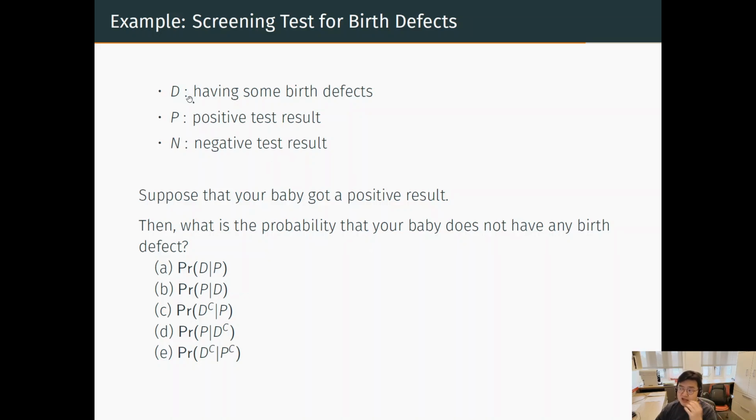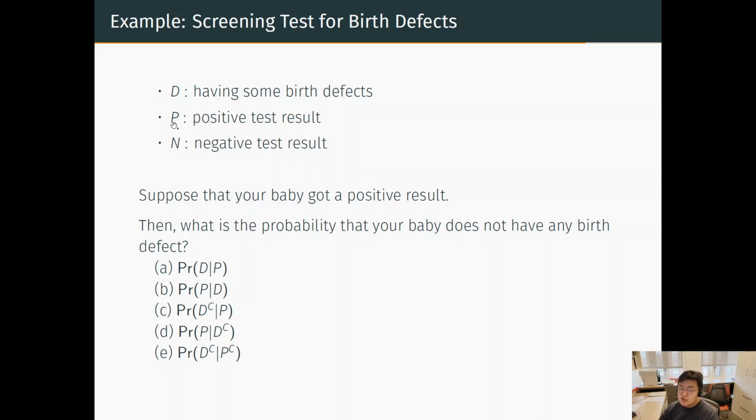So we just heard the notation: D means birth defects, P means positive result, N means negative result. We already got a positive result, but we don't know whether my baby has birth defects or not. So given the situation, what is the probability we would be interested in? What probability do we have to calculate at the time? I already gave almost all the hints you need to get the answer.